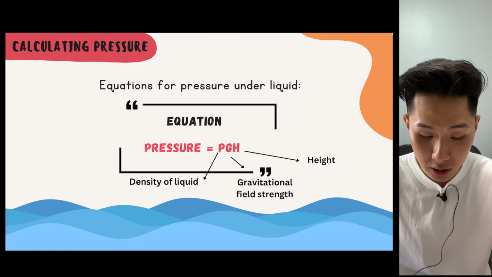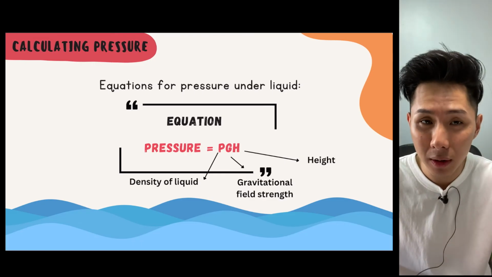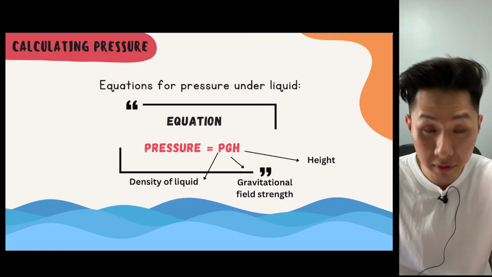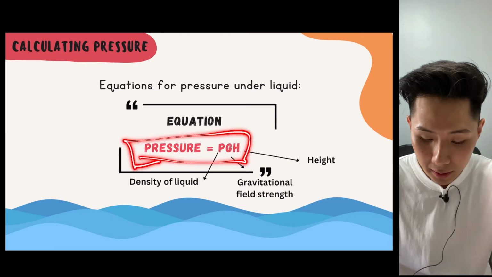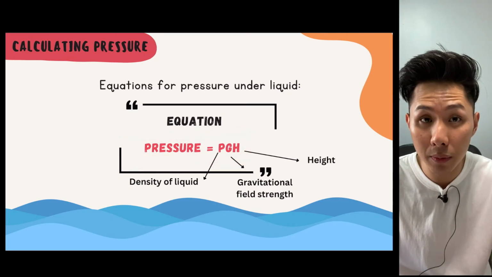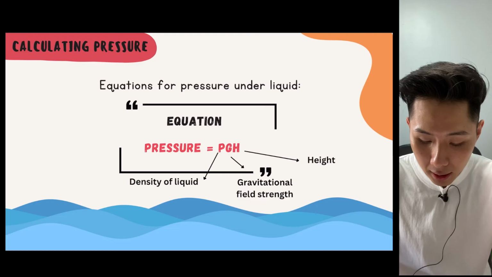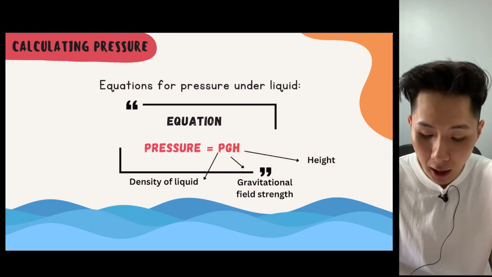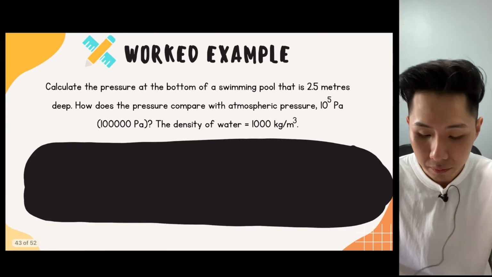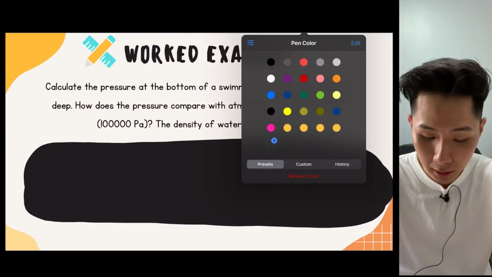And here's the equation to calculate pressure underwater. Remember, it's different from the first pressure formula we learned. So this is used when we want to measure pressure underwater, in a liquid. We use the density of the liquid multiplied by the gravitational field strength multiplied by the height. We call it rho g h. Let's solve some problems here.